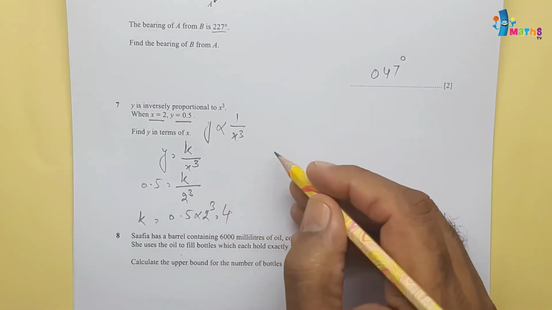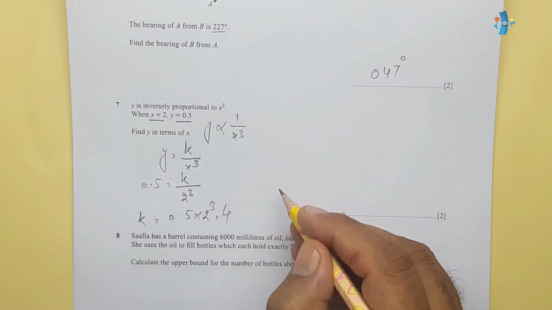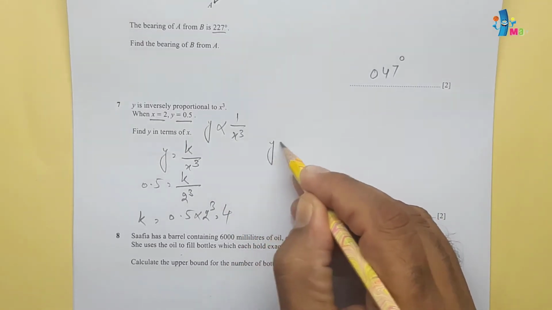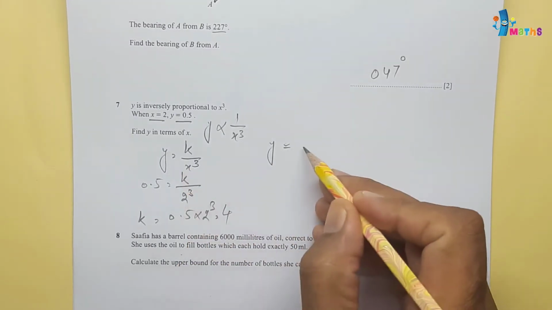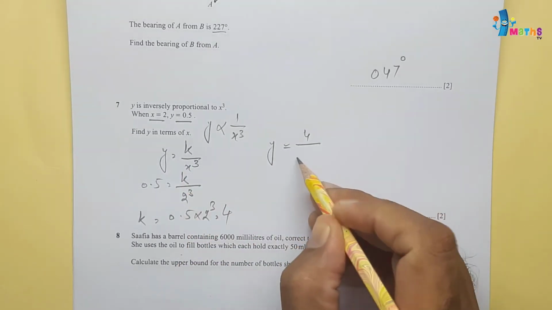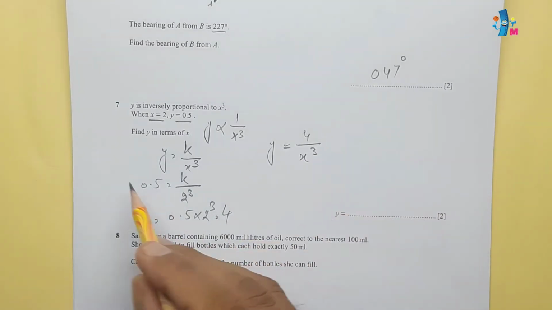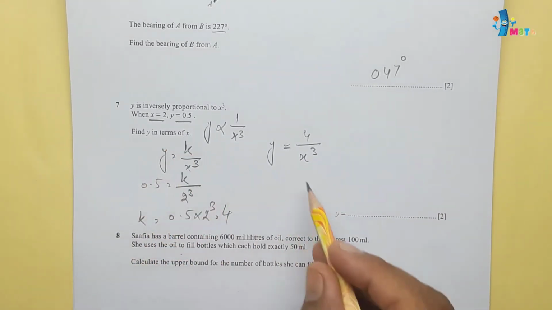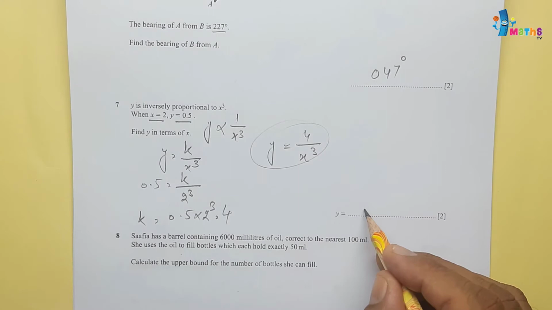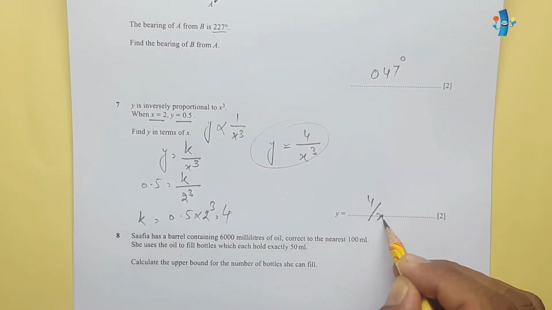So our equation will be y is equal to k over x cube. In this equation, the k value will be 4, so 4 over x cube. They are asking to find y in terms of x. So this is y in terms of x. We can write here y is equal to 4 over x cube.